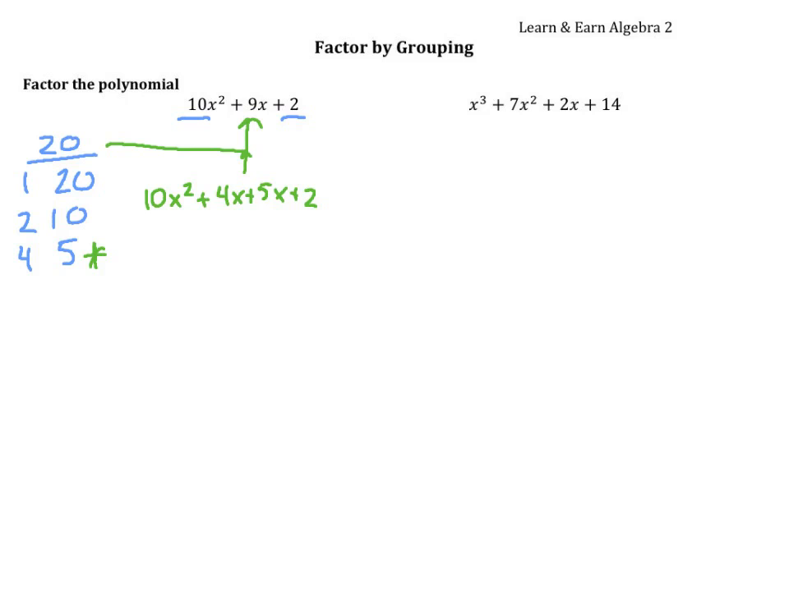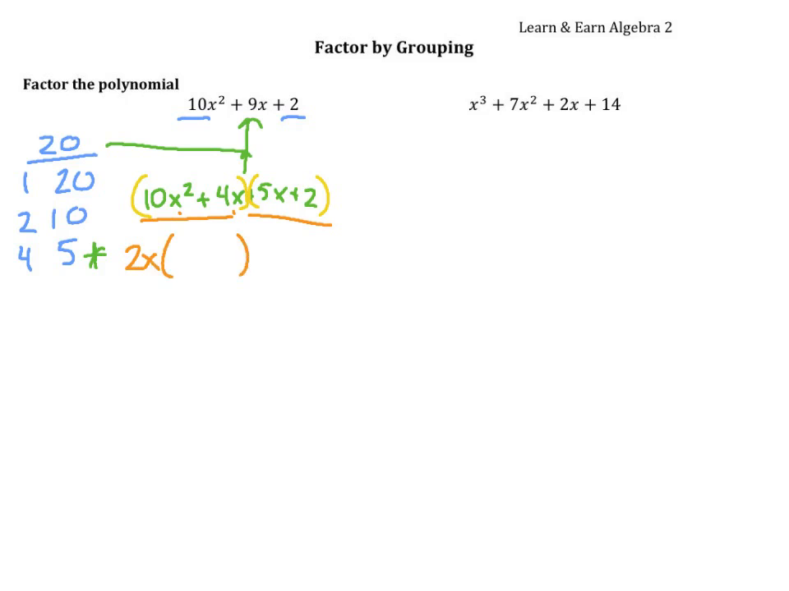Now, we are going to make groups. So we have the first group with the first two terms, and the second group with the second two terms. The next thing we need to do is factor out the GCF of each set of groups. So what goes into 10 and 4? Well, that's going to be 2. So I'm going to pull out a 2. And we have 2 x's here and 1 x here, so I can pull out an x.